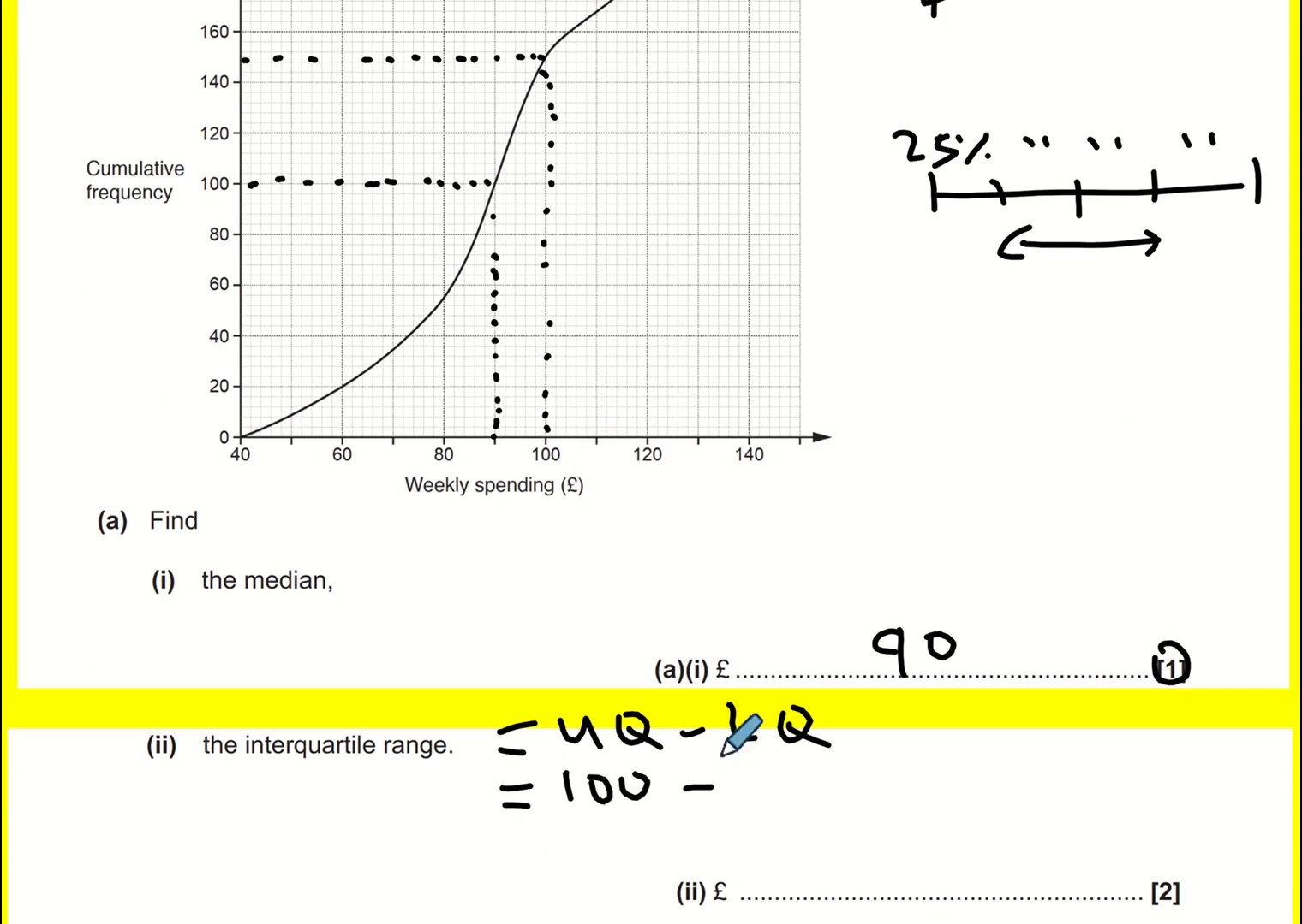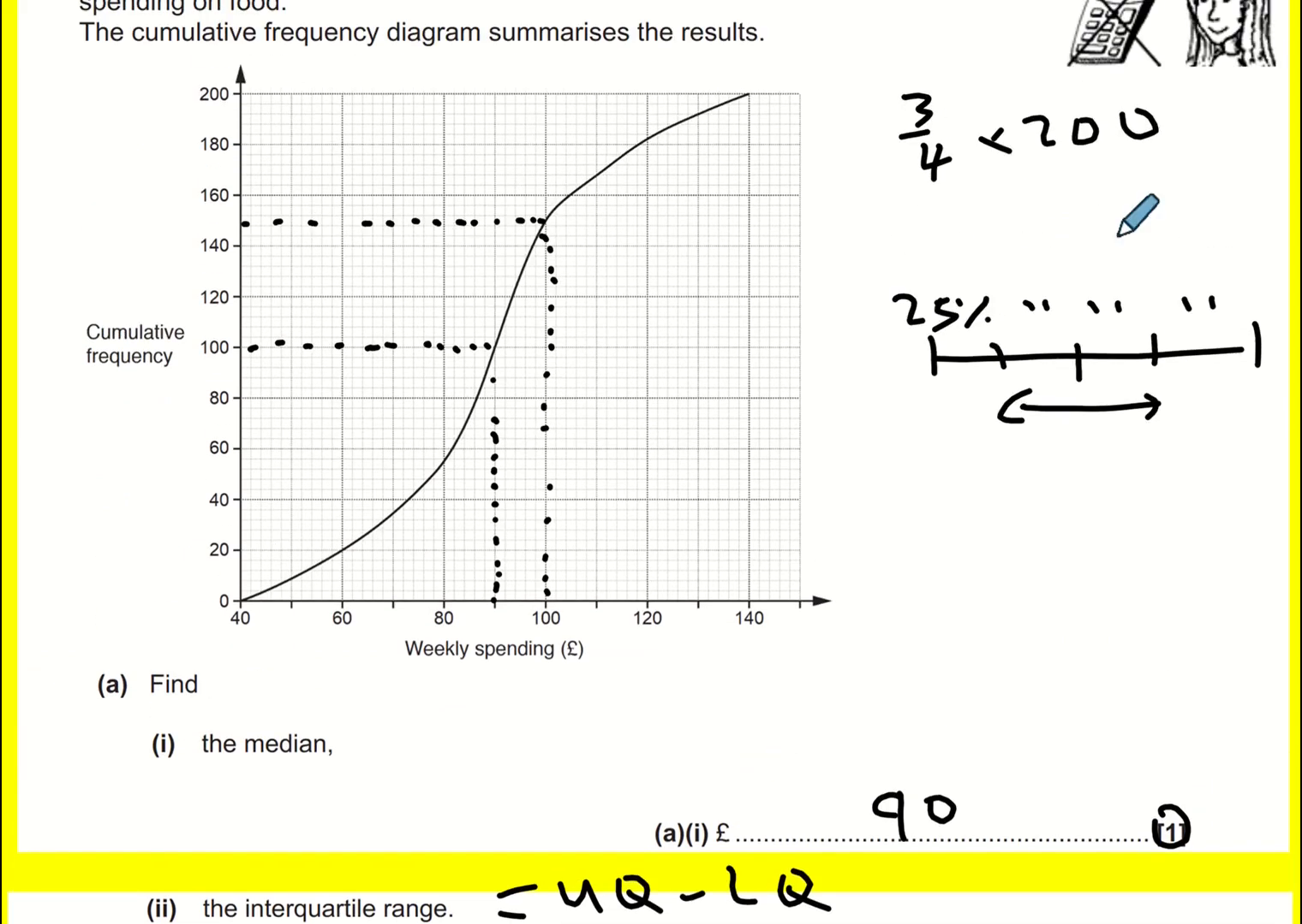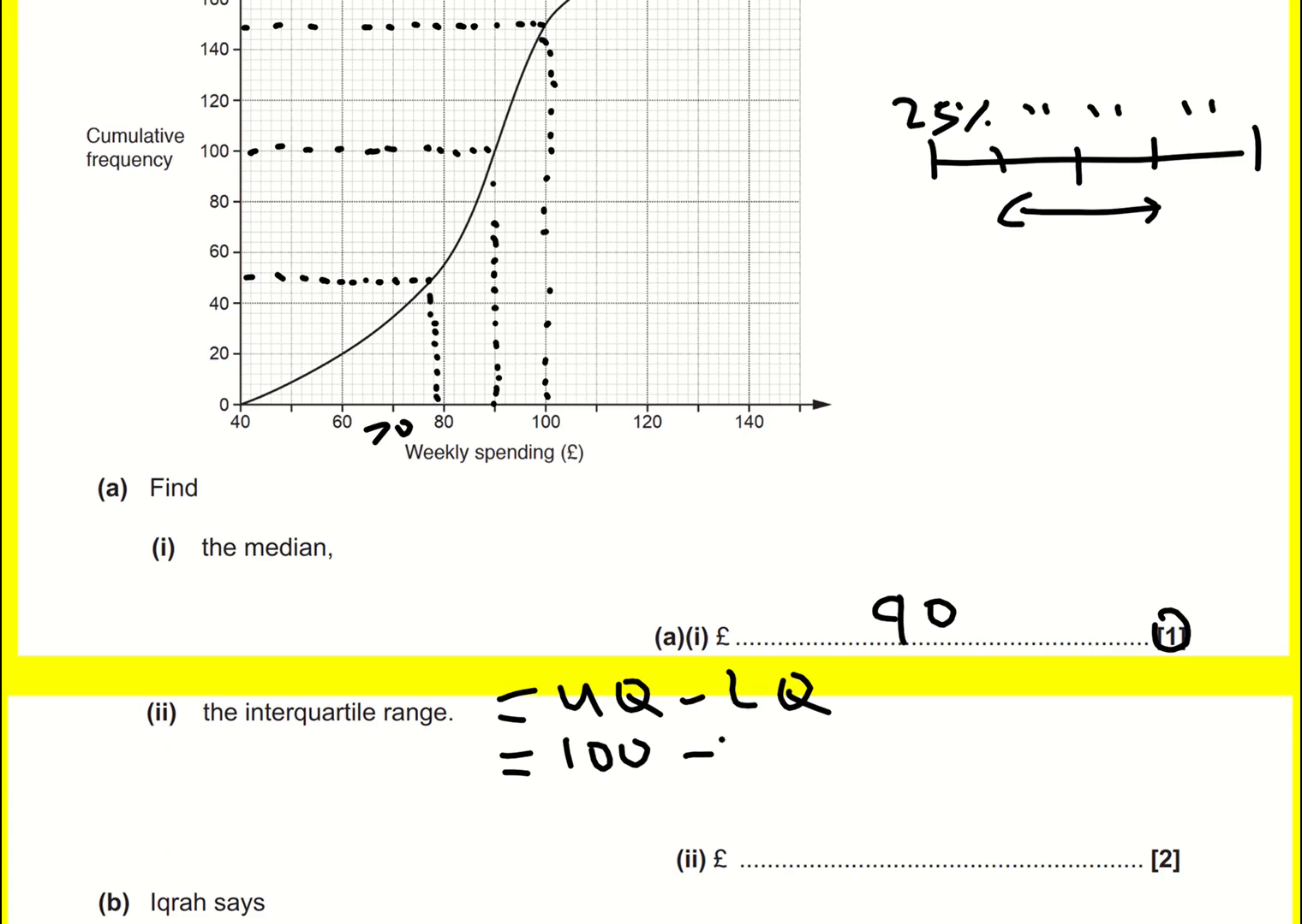And then for the lower quartile, do very similar, but now it's going to be 1/4 of 200, or 50. I can read along there. And that looks about 77, because this is 70 here, and I'm going up in twos, so I think either 77 or 78. Subtract them, and that gives me 22. Done. I found my interquartile range. From the 25% to the 75% is worth £22.